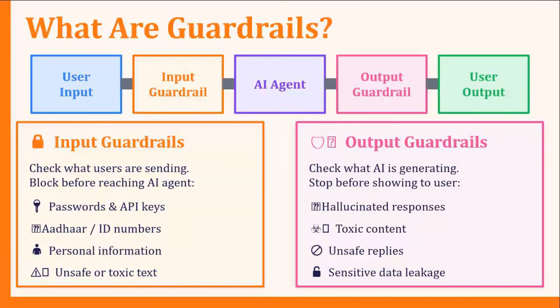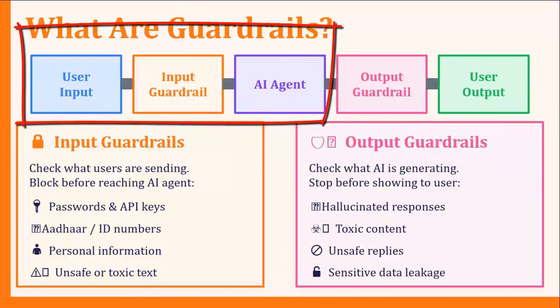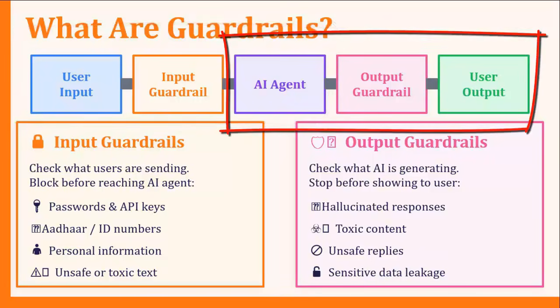Guardrails help to protect both the AI system and the users. They add safety, security, and control to AI workflows. Usually guardrails are placed before the input reaches the AI agent or before the AI response reaches the user.